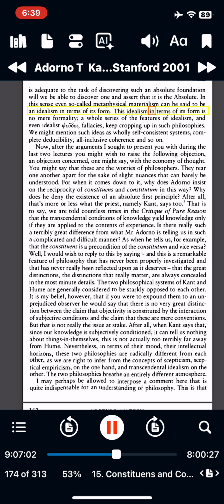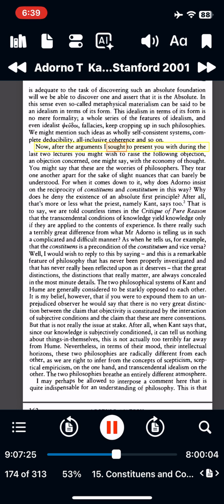This idealism in terms of its form is no mere formality. A whole series of the features of idealism, and even idealist fallacies, keep cropping up in such philosophies. We might mention such ideas as wholly self-consistent systems, complete deducibility, all-inclusive coherence, and so on.